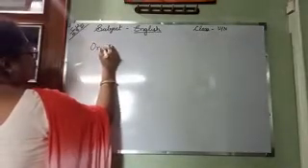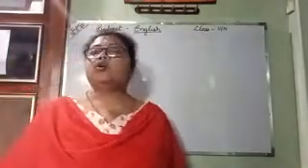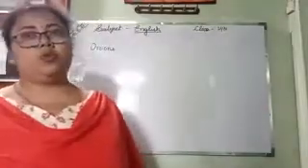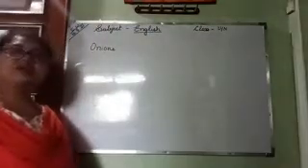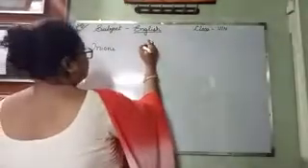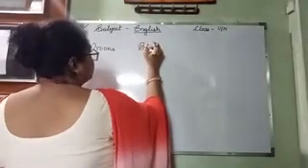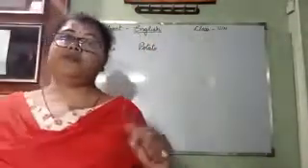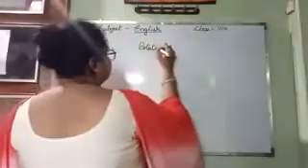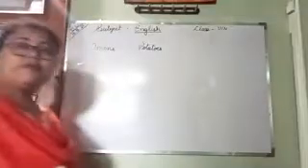What is the spelling of onion? O-N-I-O-N, onion. If I put S, it becomes onions, meaning more than one. Understand? Next one is potato. What is the spelling of potato? P-O-T-A-T-O, potato. If there is one, we say potato. And if there are many, meaning more than one, then we say potatoes. We put ES.